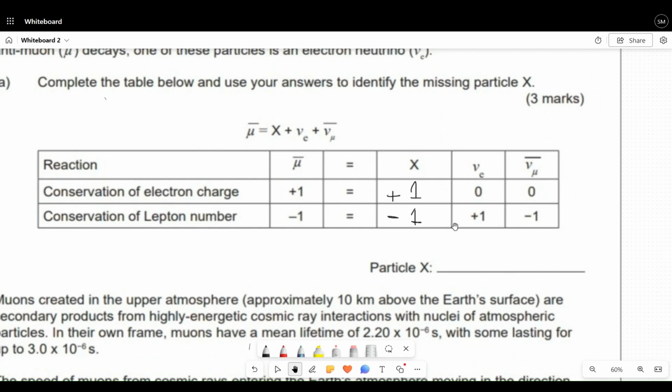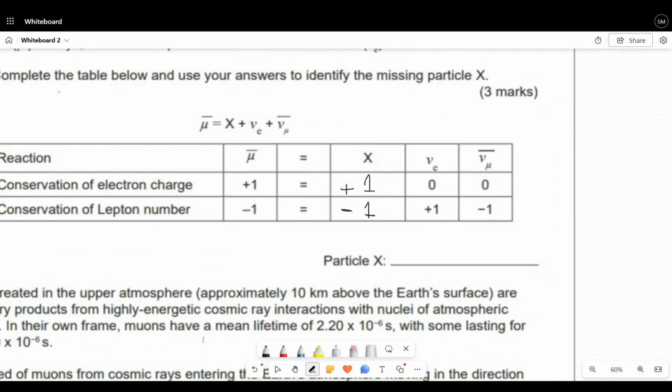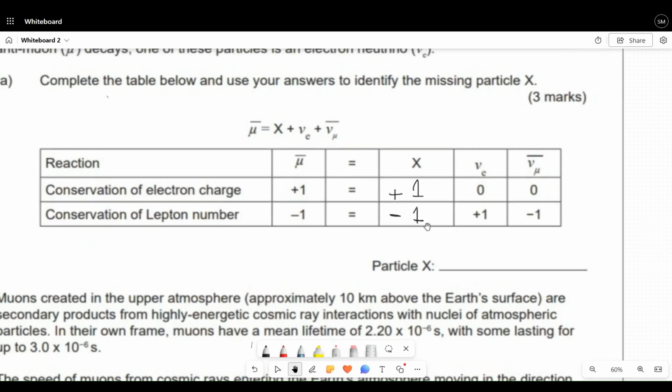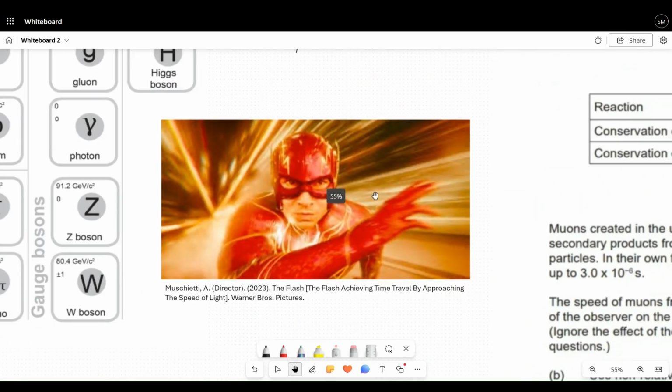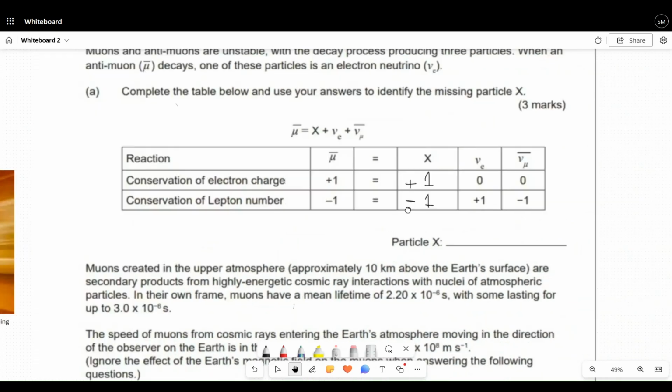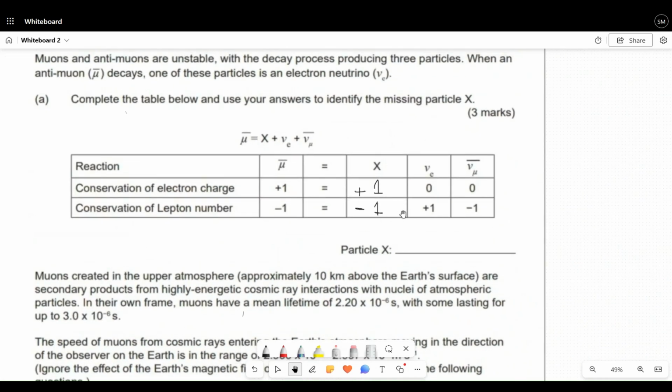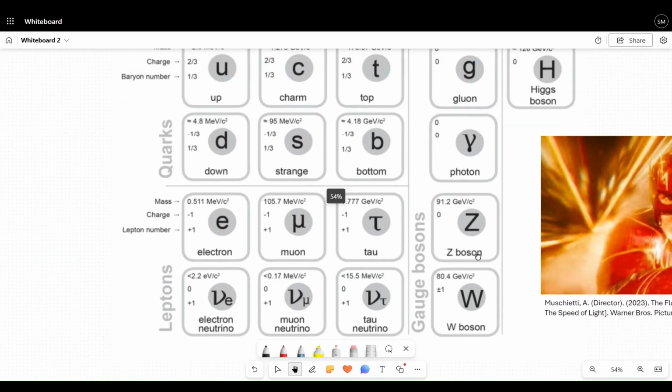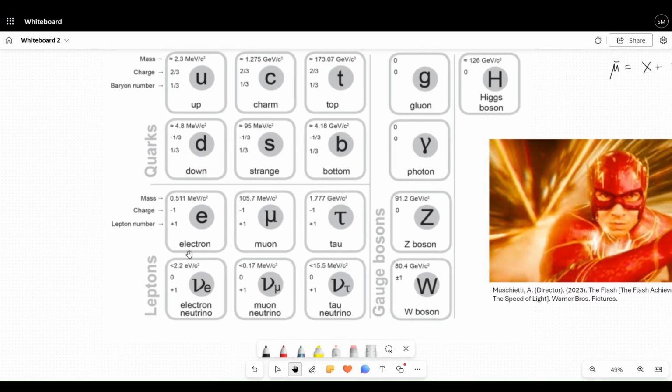If it's an anti-lepton, the normal version of that lepton will have the sign switched. The normal version will have a charge of -1 and a lepton number of +1. And then the anti-version has a lepton number of -1 and a charge of +1, which is what we see here. So let's try and see which antiparticle here will give us a charge of +1 and a lepton number of -1. Okay, so immediately we can focus our attention just on the leptons here.